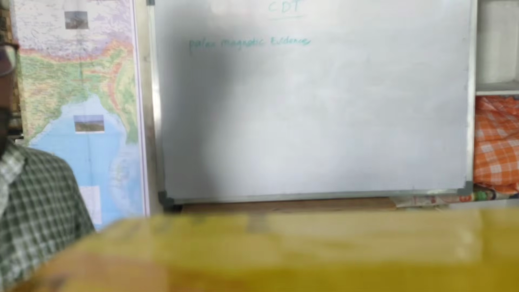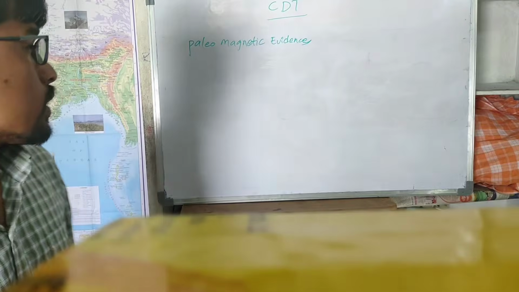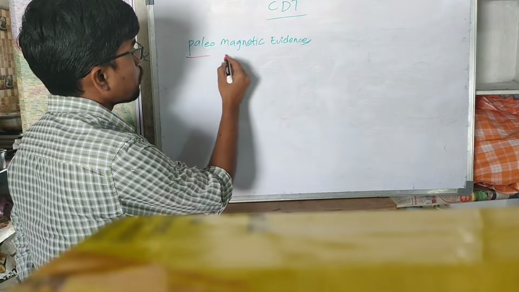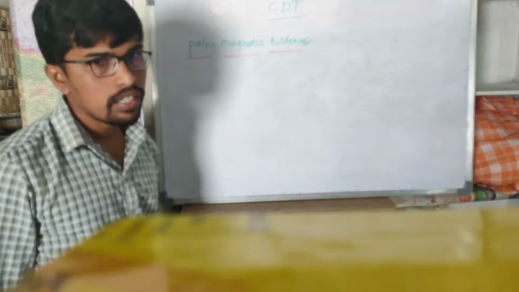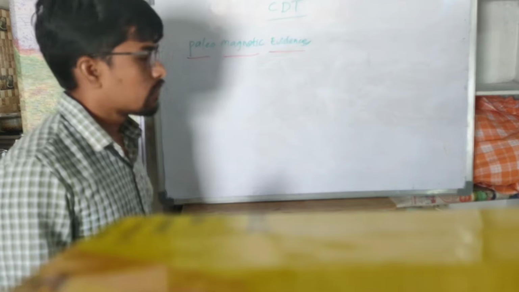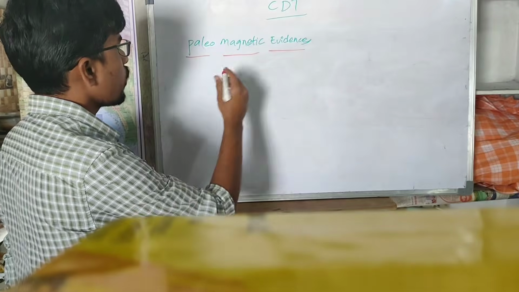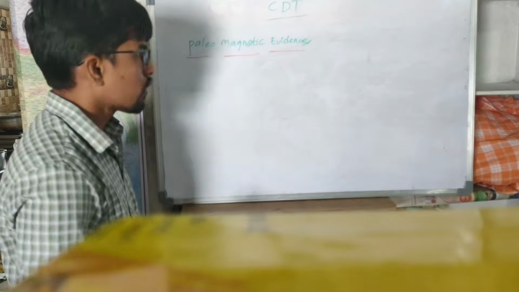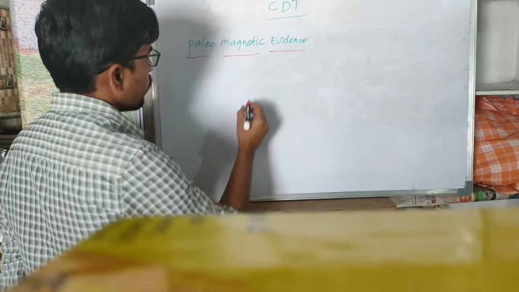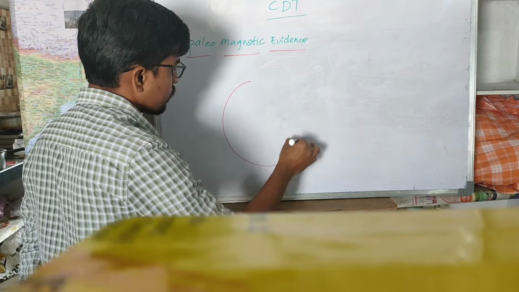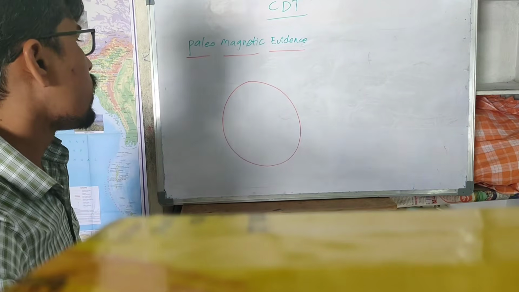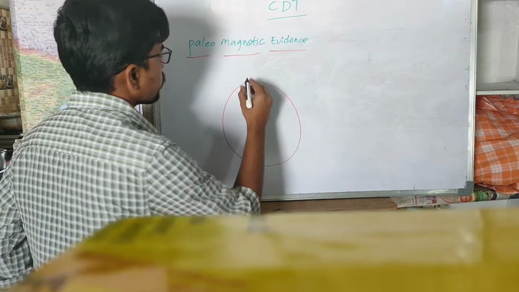Paleomagnetic evidence is one of the most important branches nowadays, because it gives proper evidence for studying the rocks, the interior of the earth, and the minerals present in the earth. Paleomagnetic evidences mean: if this is the earth, this is the north pole and the south pole.